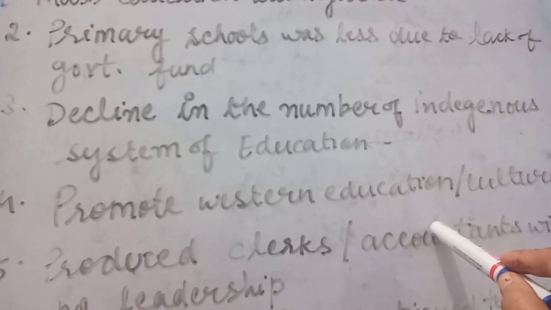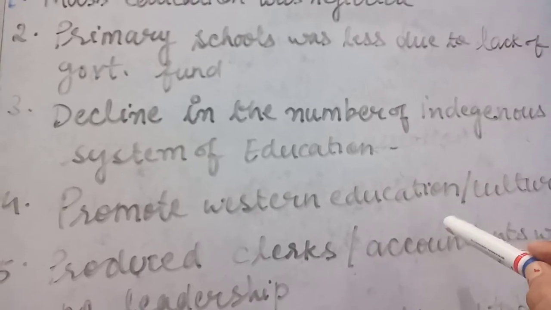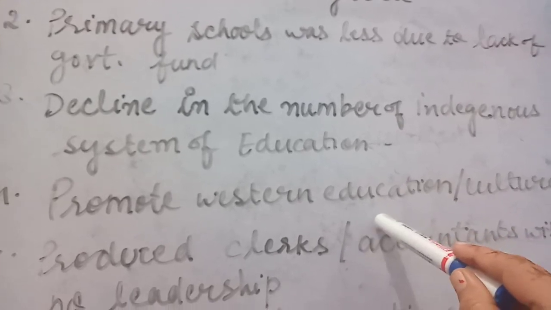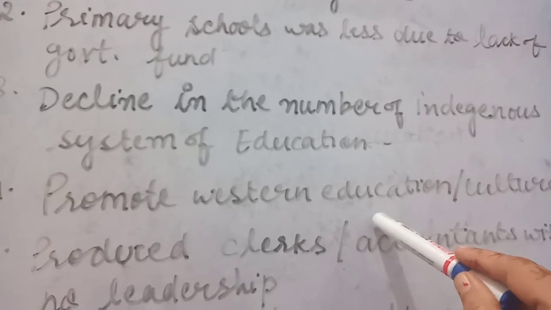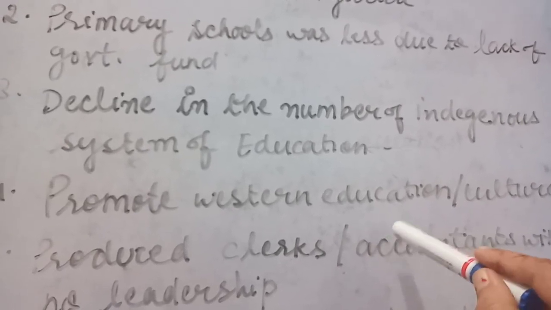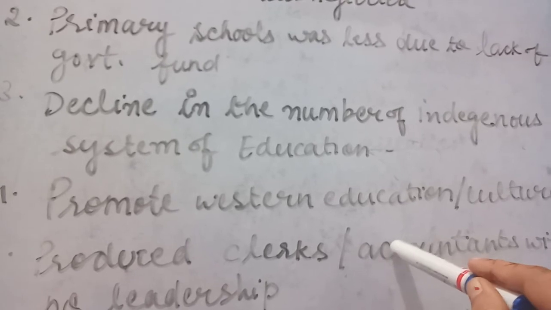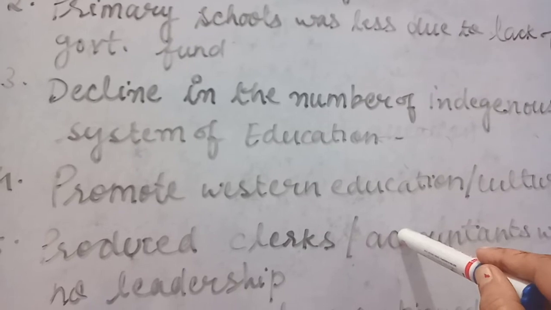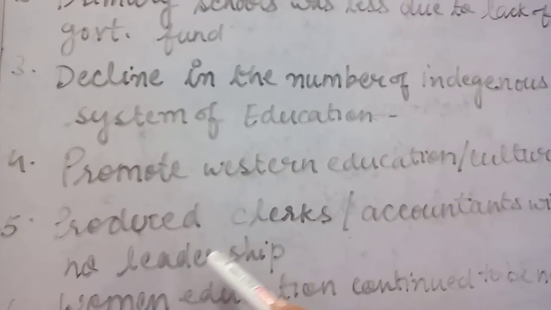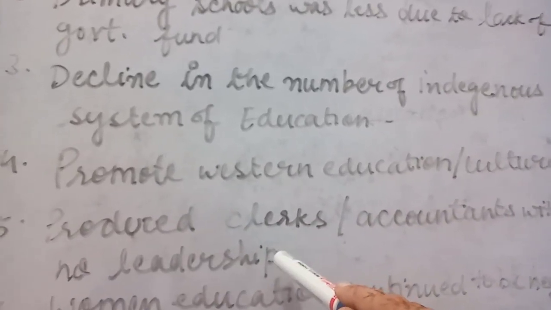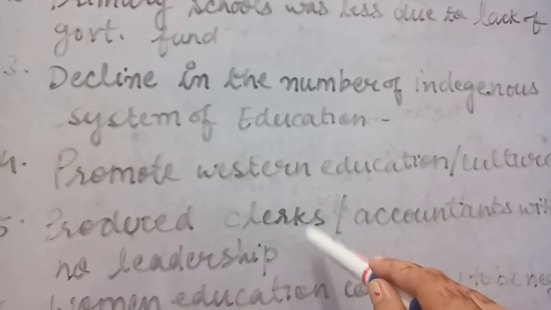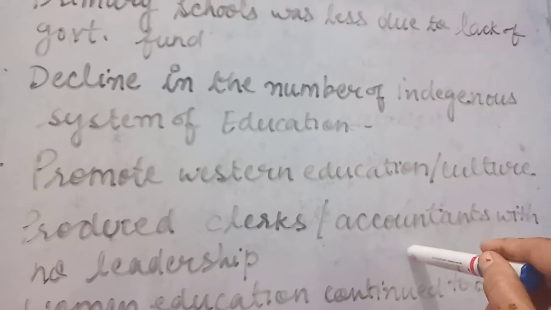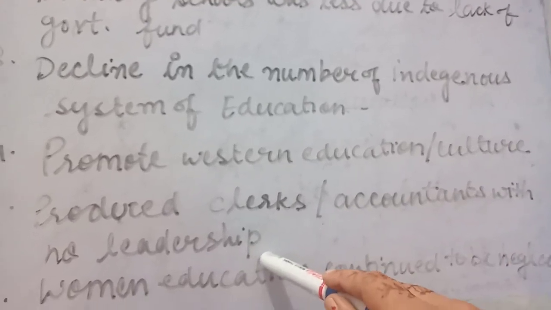It means the dispatch was more interested in promoting Western knowledge and culture. Indian students had no exposure to their culture. Their culture became a source of embarrassment for them. And the next one, produced clerks, means the dispatch produced a class of clerks and accountants with no leadership quality.